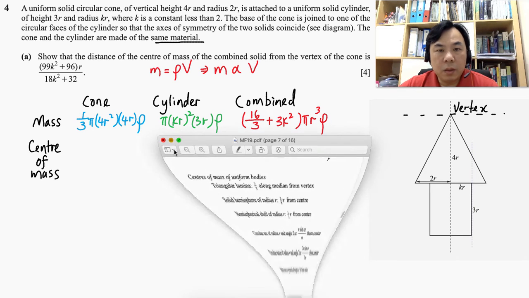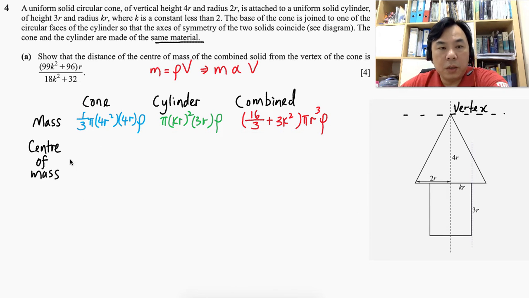Okay. Now once you're ready, we're going to write this one down. So the center of mass is basically just three-quarter the height of the cone itself. So I'm going to write down three-quarter the height of the cone itself. So the cone is 4r. Now that will yield 3r there.